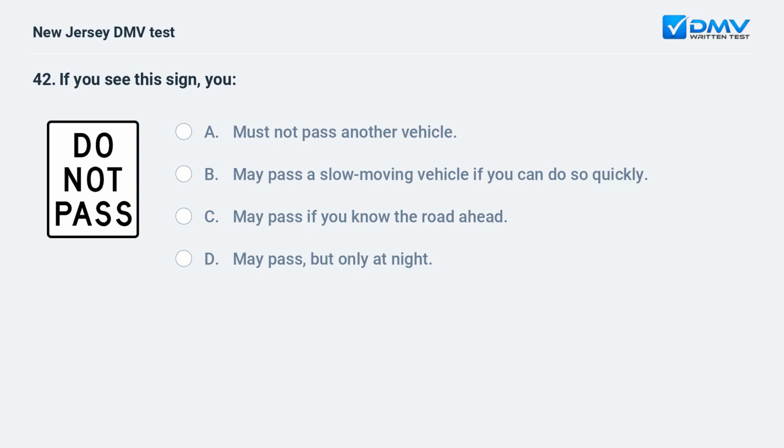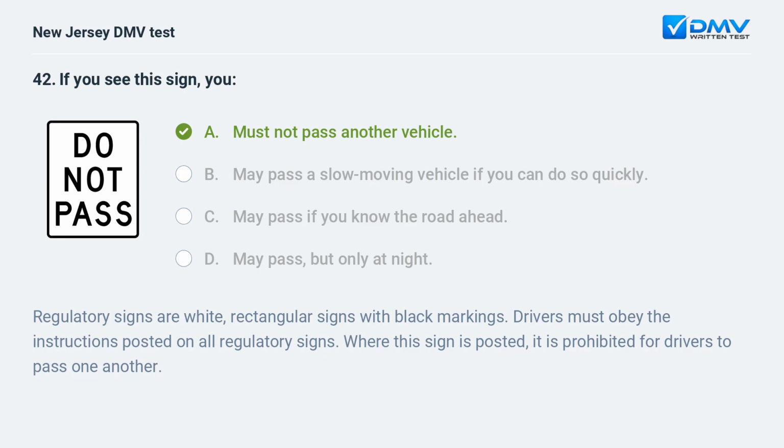If you see this sign, you A. Must not pass another vehicle. B. May pass a slow-moving vehicle if you can do so quickly. C. May pass if you know the road ahead. D. May pass, but only at night. The answer is A. Must not pass another vehicle.